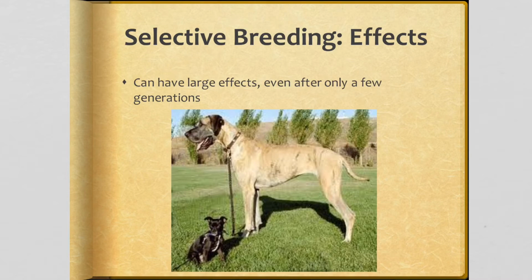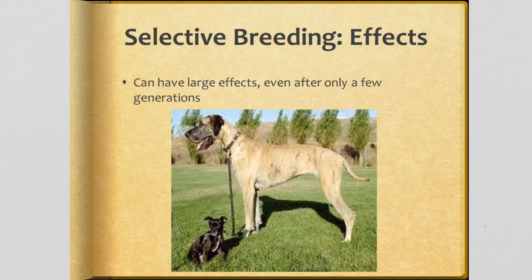And one of the things is that selective breeding can have very large effects, even after a small amount of time. One of the easiest examples to see of this is in dog breeds, right? Both of these organisms are dogs. They're both the same species. They're both Canis domesticus. But if you look, both dogs are drastically different. This dog maybe weighs 6 pounds, and this dog maybe weighs 100 pounds. They look completely different, even though they're the exact same species of organism.